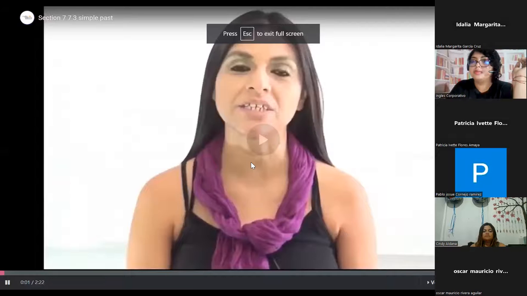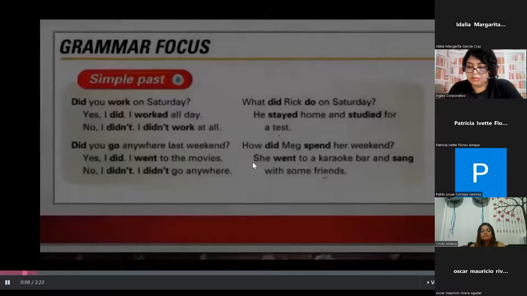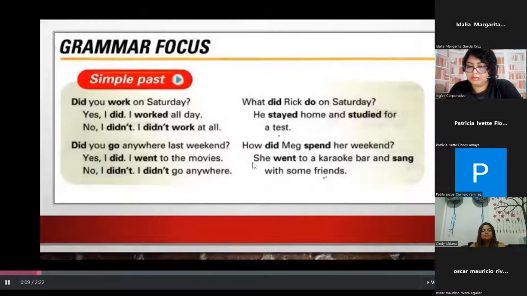Past questions and answers will be introduced. Irregular and regular verbs will also be taught. Welcome back. So now it's time to study past tense. For us to succeed learning it, we need to learn verbs in simple past. We'll teach you how to make questions and how to answer in both affirmative and negative form. Please pay attention.